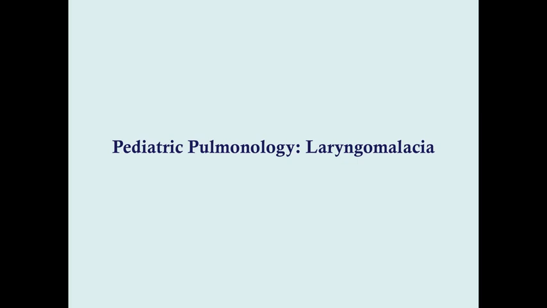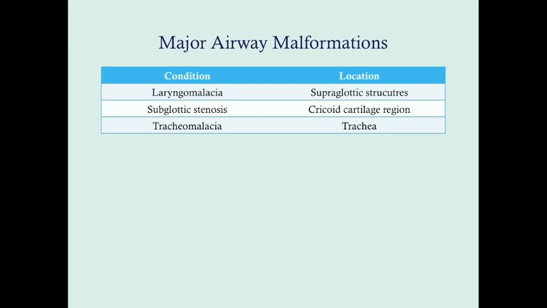Hello friends, we're going to talk about laryngomalacia in this presentation. This is one of the airway malformations, and really laryngomalacia is a true malformation. Some of these other things like subglottic stenosis and tracheomalacia can be acquired, and so in that case it's really not an airway malformation, but just a structural issue. I don't want you to come away thinking that all of these are malformations; subglottic stenosis and tracheomalacia can indeed be acquired.